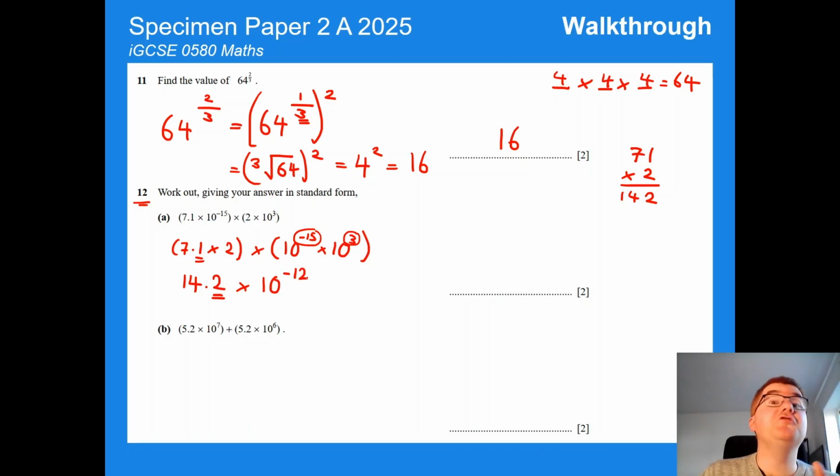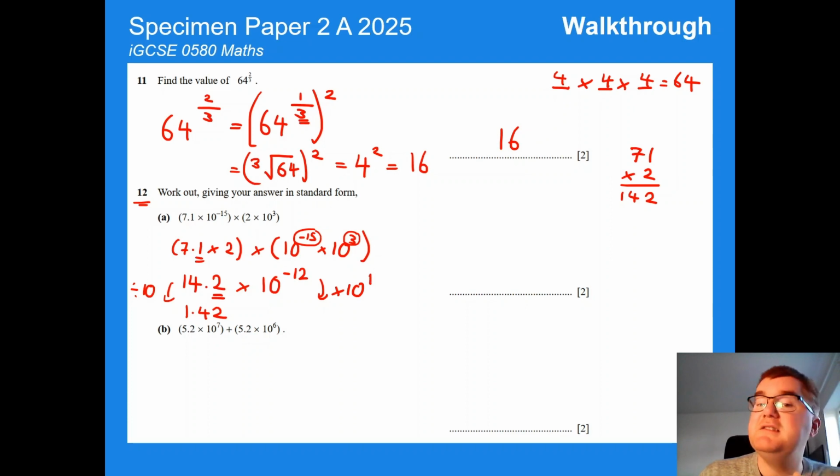Now, a lot of students stop at this point and say, aha, I've got my answer, I've got all 2 marks. This is incorrect because this is not in standard form. Remember, the number has to be between 1 and 10. So we're going to divide this by 10. So we essentially move the decimal point once. That gives us 1.42. And we do the opposite on the other side to balance it out.